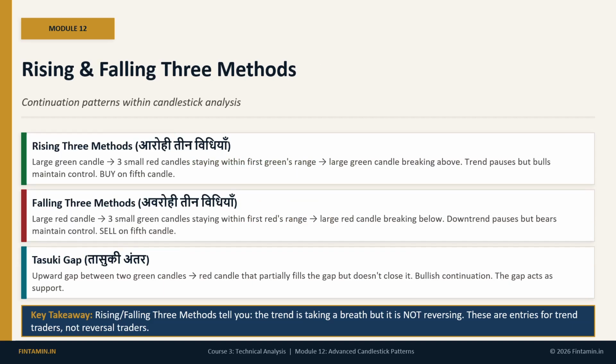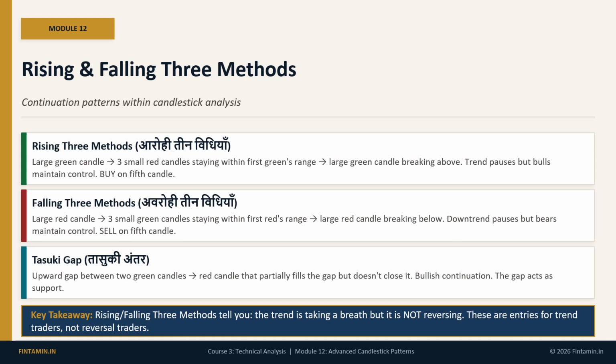Rising and falling 3 methods. Rising 3 methods is a 5 candle continuation pattern. Large green candle, the trend candle, 3 small red candles that stay within the range of the first green, the consolidation. Then a large green candle that breaks above the first candle's high. The trend is pausing to rest before continuing upward.